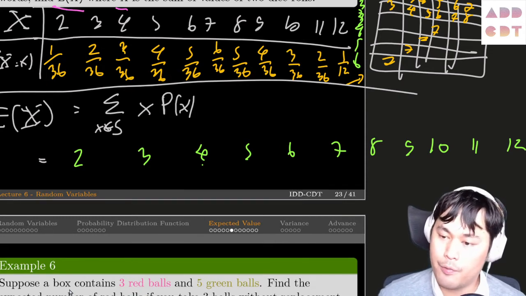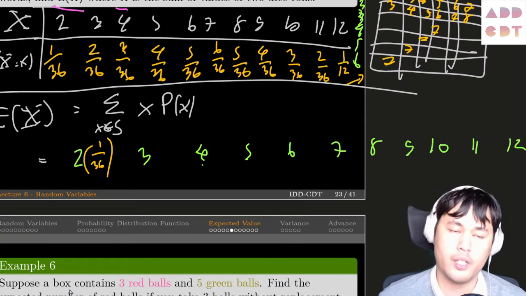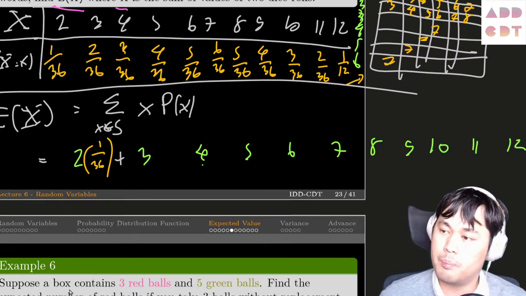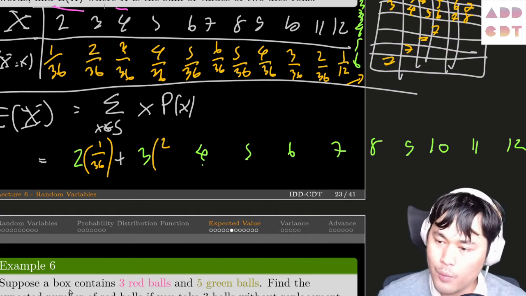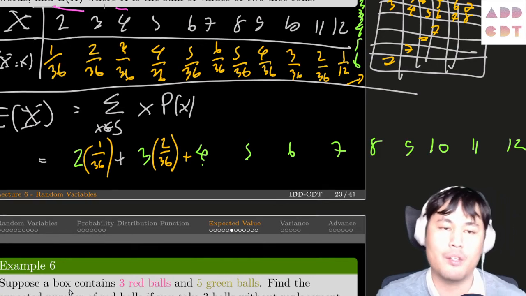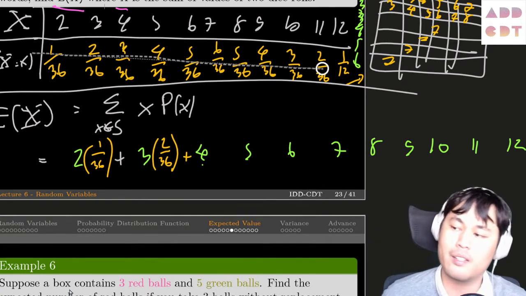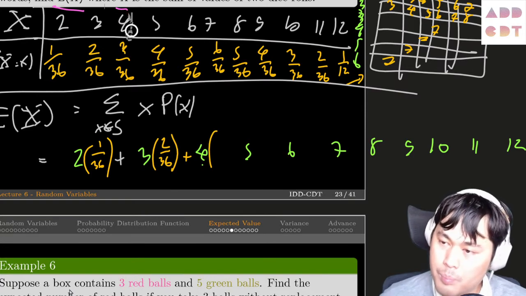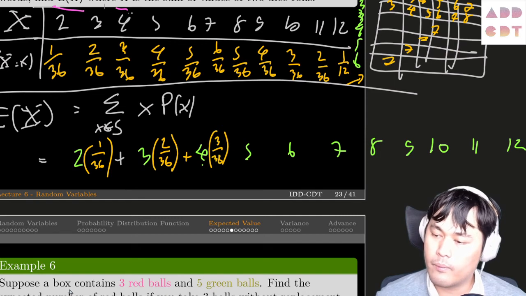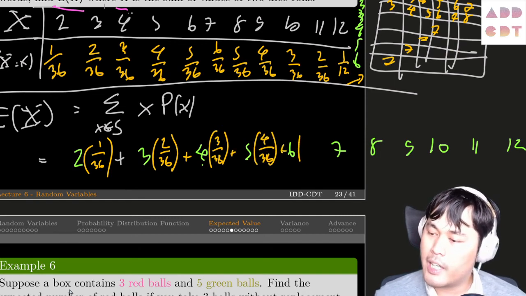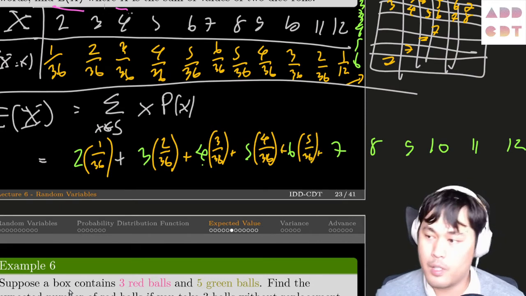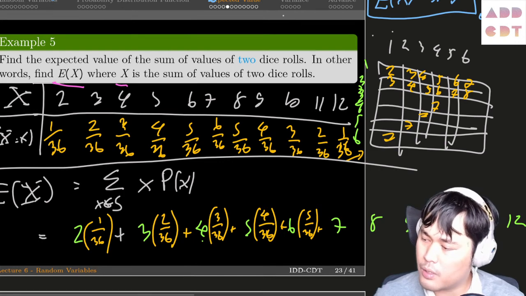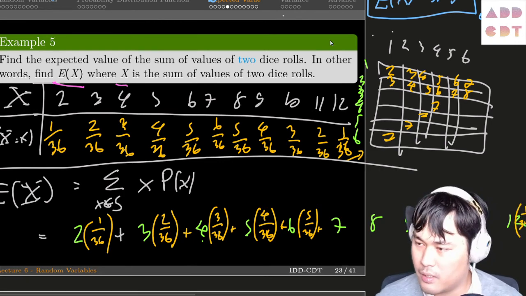So for 2, we only have 1 out of 36 chances to get that, so it's 2 times 1 over 36. That's the first term. The next term is the value times p of that value. So it's 3 times the one below. You can see why I suggest you construct a table this way, because it's going to be easier to compute the expected value in this fashion. So for 4, the probability is 3 over 36, and so on and so forth. 5 times that, 6 times that, and so on, all the way up to 12 times 1 over 36.